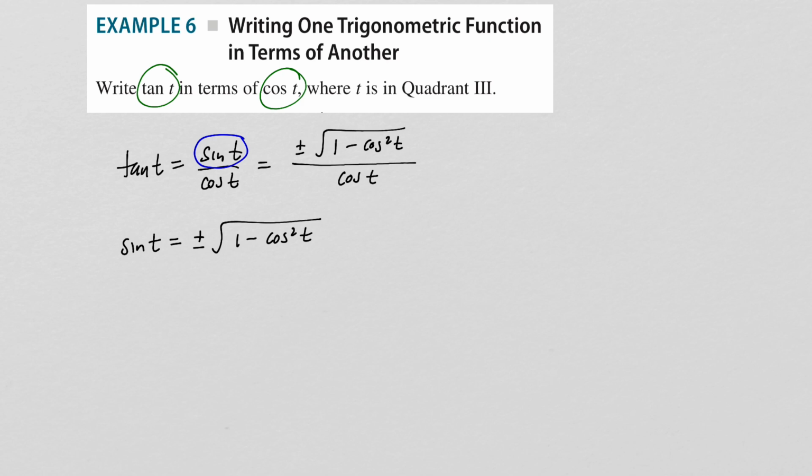Now, if we also happen to know that we're in quadrant 3, we need to know that tangent in quadrant 3 is positive. So I can then choose the positive sign here, which means I can basically just get rid of the plus or minus. And so tangent of t is equal to this expression if we know that t is in quadrant 3.